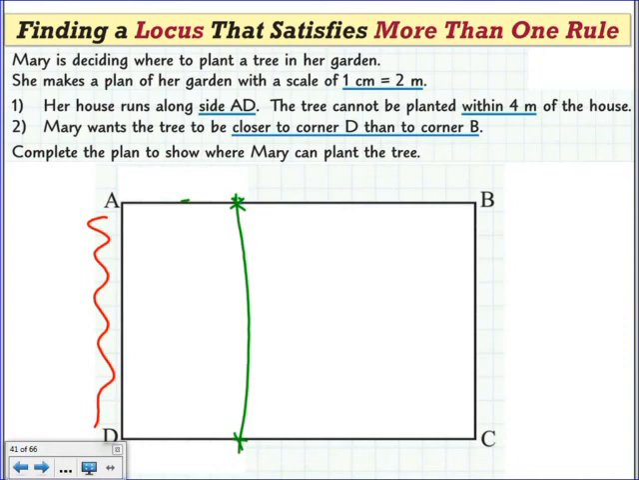Yeah? The next bit is slightly trickier. Let's do the next bit. Mary wants the tree to be closer to D than B. So how can I draw something that is closer to D than B? What have we done? Would it be the one where you put your compass on the 2 points, draw like a nick in the middle, draw your line going down the middle and say that anything from that line this way is... Brilliant.